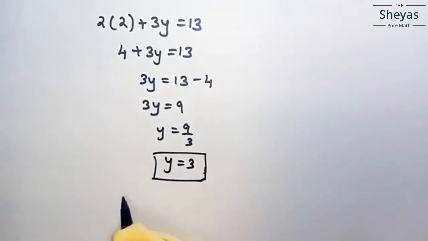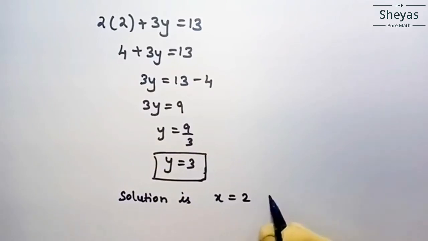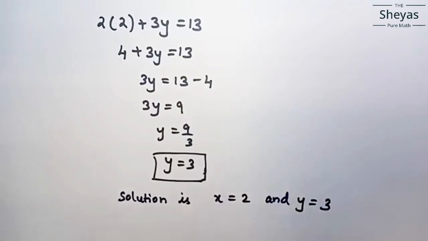Now I got the solution. What is the solution? The solution is x is equal to 2 and y is equal to 3. So these are the solutions. x is equal to 2 and y is equal to 3 is the solution. Now how can you verify? You can substitute this in any one of the equations above, 1 or 2.